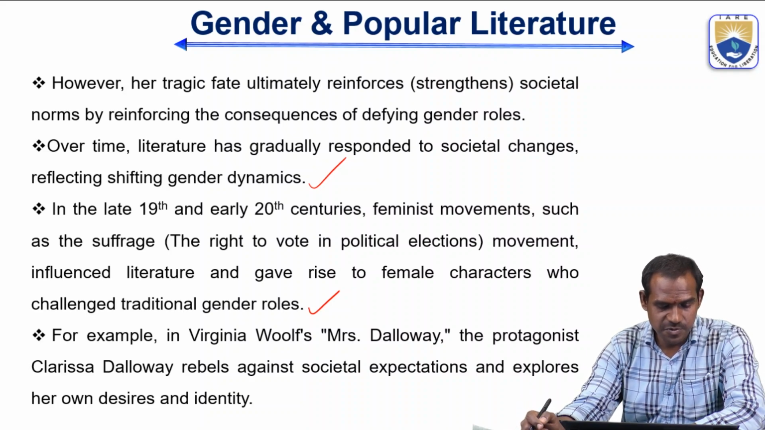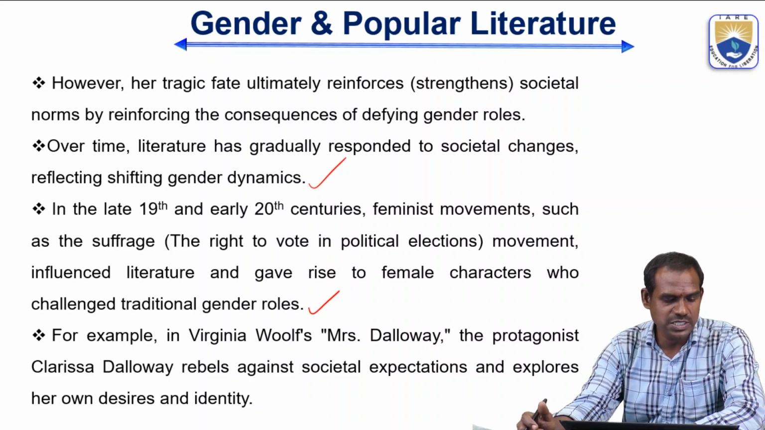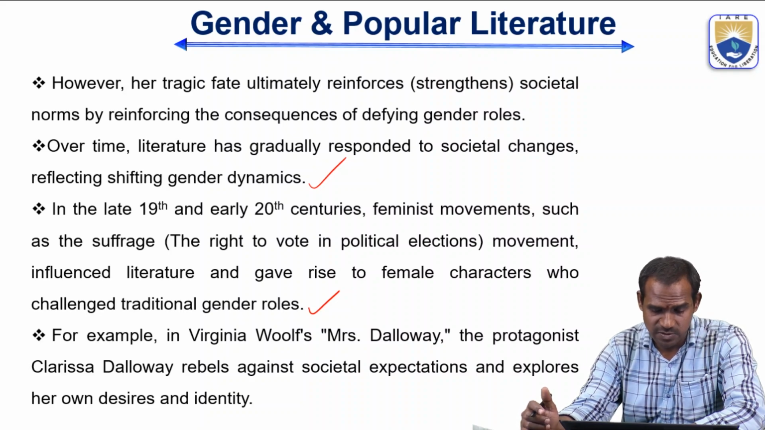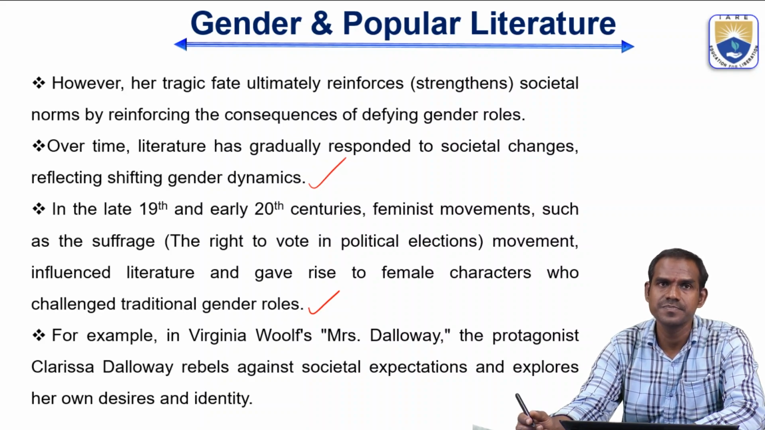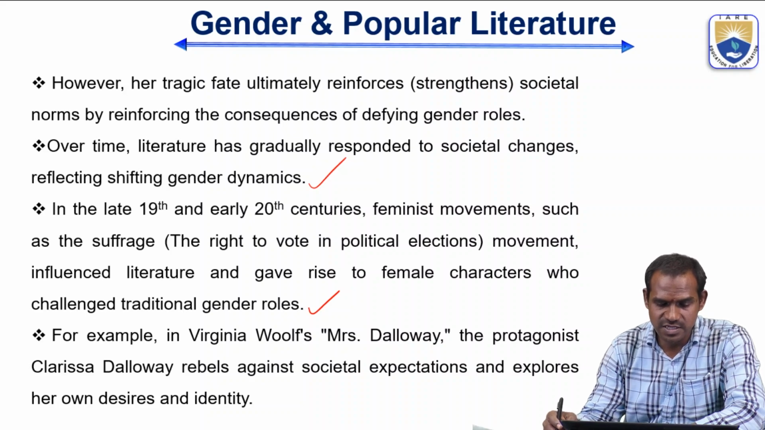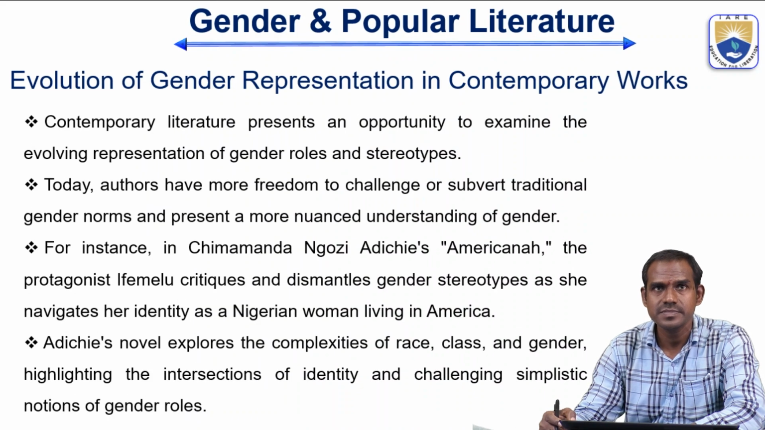Okay. For example, in Virginia Woolf's Mrs. Dalloway, the protagonist Clarissa Dalloway rebels against societal expectations and explores her own desires and identity. Okay. So if you see Virginia Woolf's Mrs. Dalloway, the protagonist Clarissa Dalloway rebels against societal expectations and explores her own desires and identity with proper maturity, not just like that. Okay.